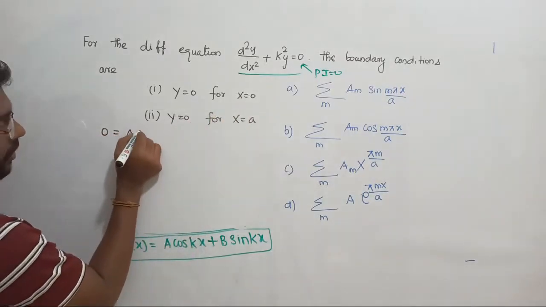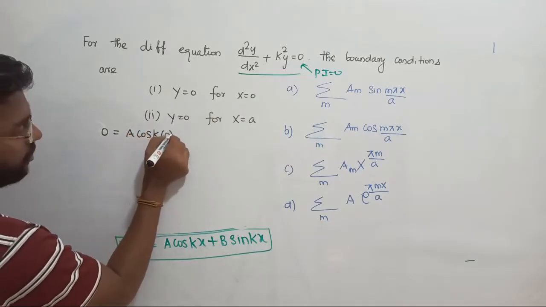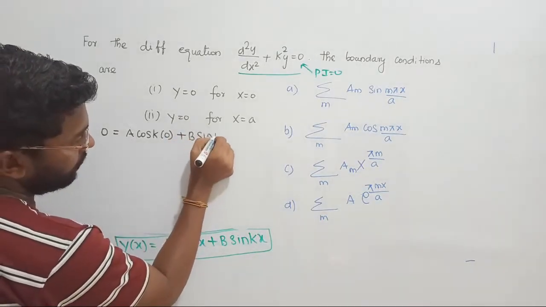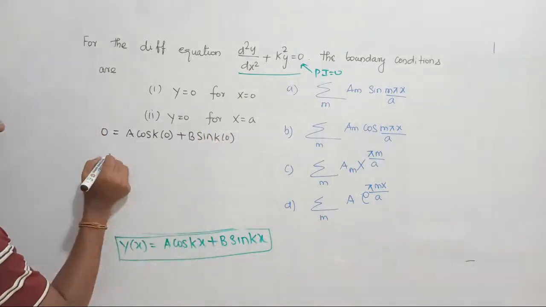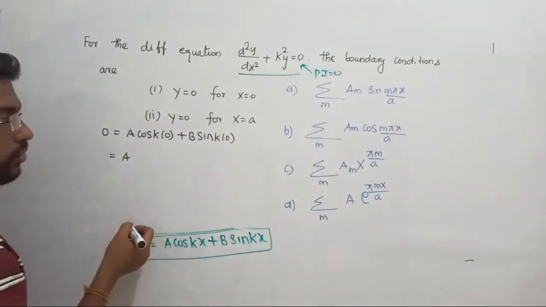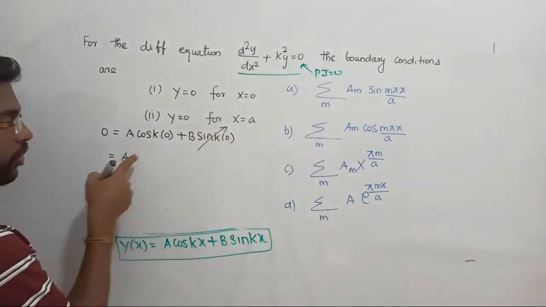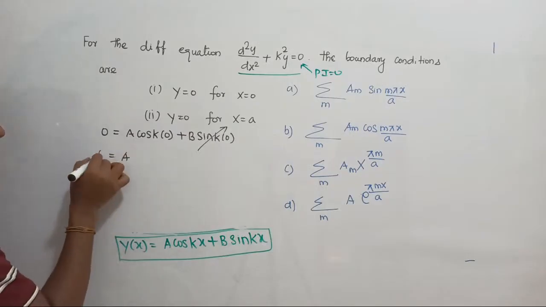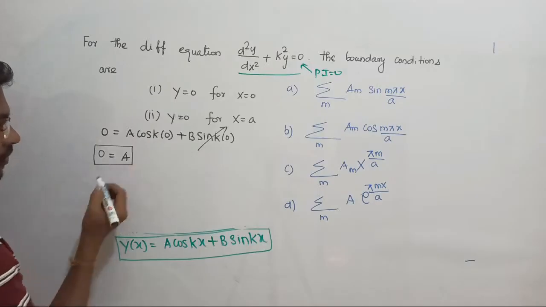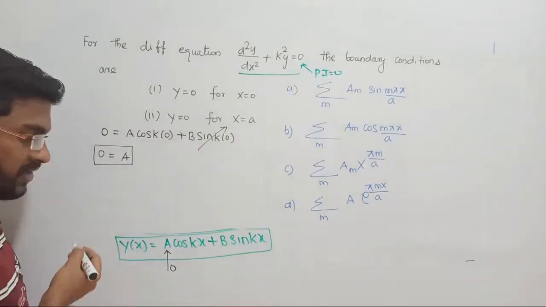It means a into cos k times of x equal to 0, that is cos 0, plus b into sin k times of 0. What do we know? Cos 0 equal to 1. What about sin 0? Sin 0 equal to 0, right? So sin 0 equal to 0, so that whole term is going to be 0. Cos 0 equal to 1, so 1 into a will become a. On the RHS we have a, on the LHS we have 0, such that I can say a equal to 0. We found the first arbitrary constant, so let me replace this a by 0, first conclusion.